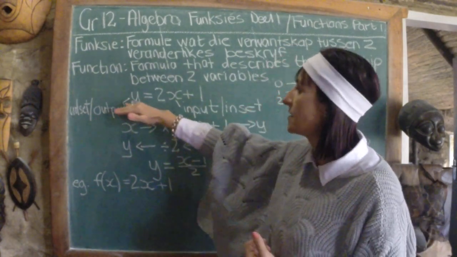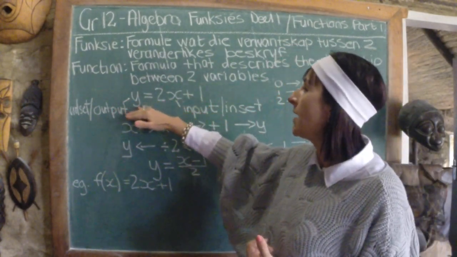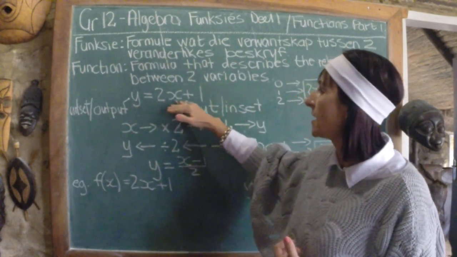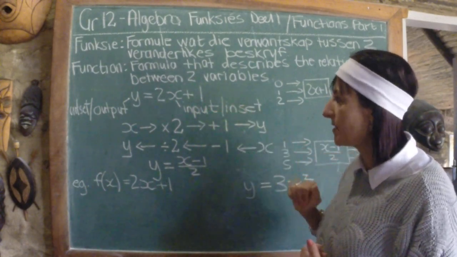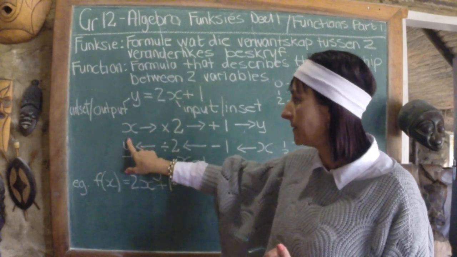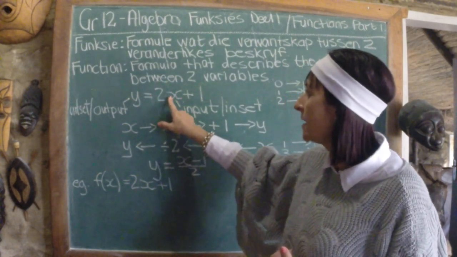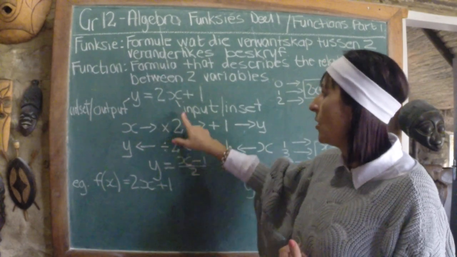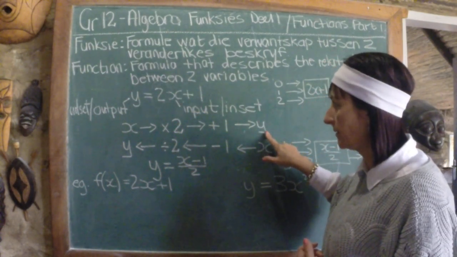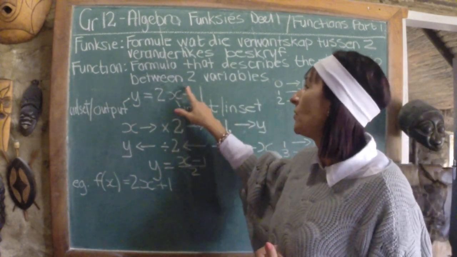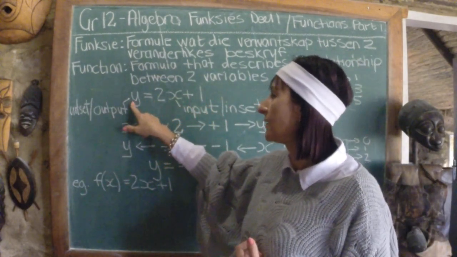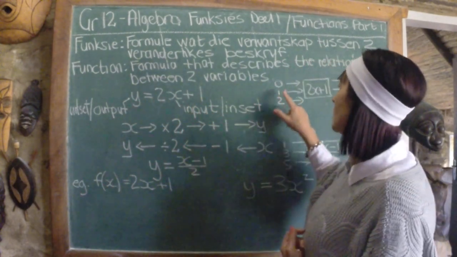So let's look at this function. We've got y equals 2x plus 1. What happens here? We take the input value x, we multiply it with 2, we add 1, and then it gives me y. Ons vat die insetwaarde, ons maal hom met 2, ons plus 1, en hy gee vir my die uitsetwaarde uit.